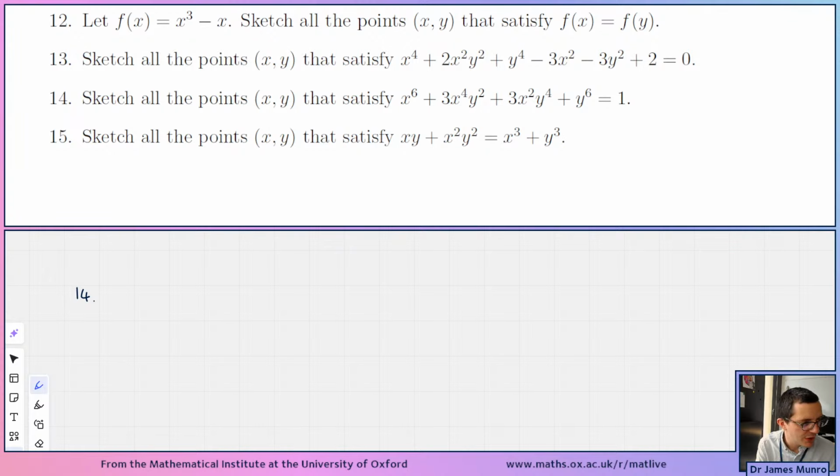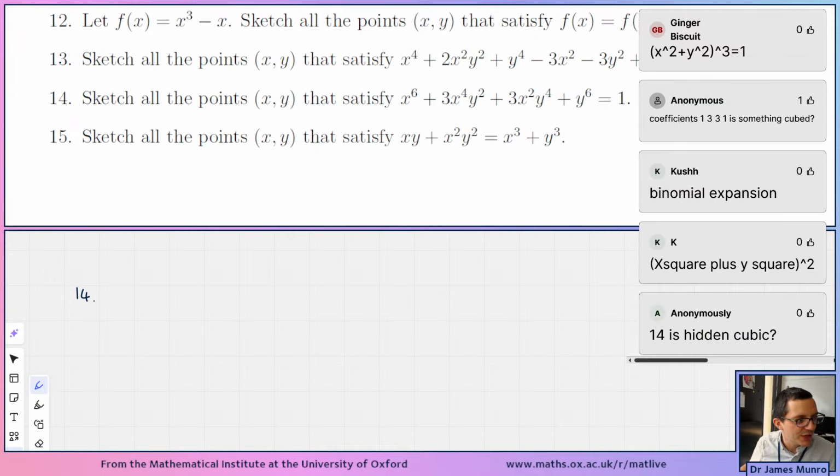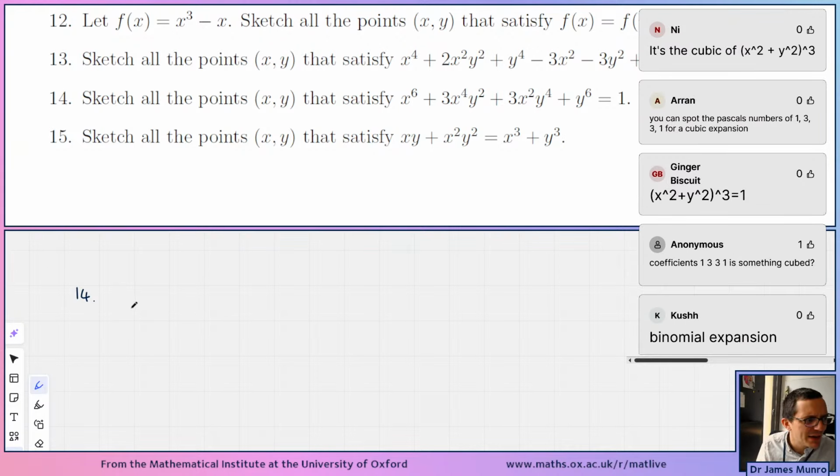Good. So, quick look at chat. Let's see. Oh, keep them coming in. This is very good. Yes. Coefficients 1, 3, 3, 1. You see that in the binomial expansion of something that's been cubed. There really is a past math question that's like this, but a bit harder. So I think it's good stuff, chat. I like it.